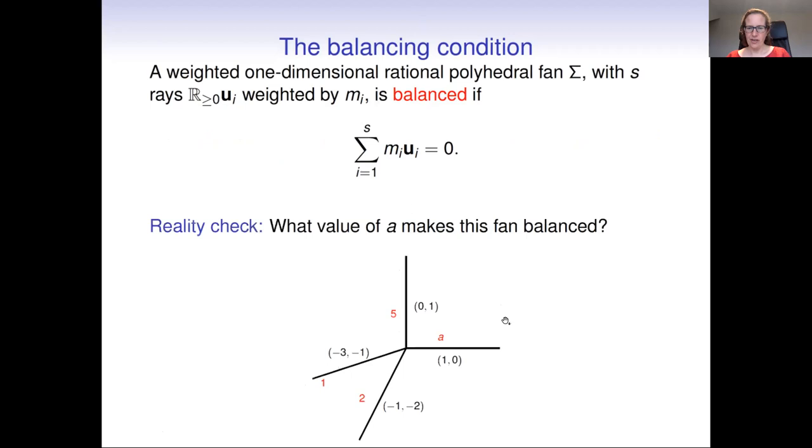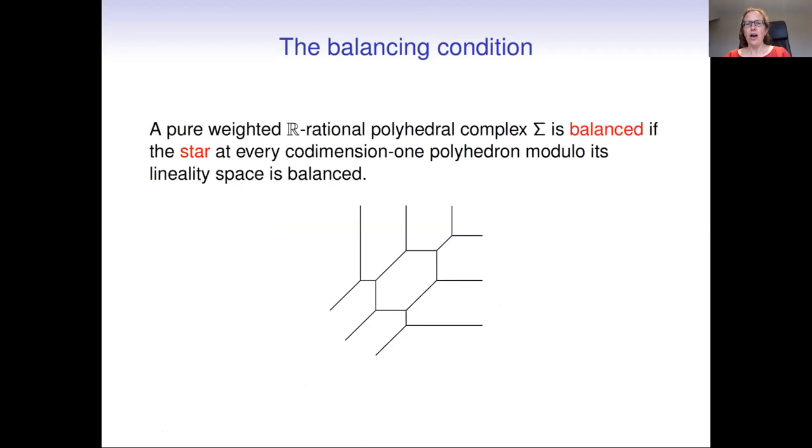Okay. What about higher dimensions? I'm not going to quite give you the definition here, but I'll give you an idea. We say in higher dimensions, it's going to be balanced if we look around every codimension one polyhedron. So in this picture, my codimension one polyhedra are the vertices. And then I look at the star around this. Rather than giving you a formal definition, let me give you the idea of what the star is. The star means look locally around this vertex. And if you just look locally, you'll see something that looks like our standard tropical line. So you look at what you see locally and imagine it spreading out to infinity as a fan.